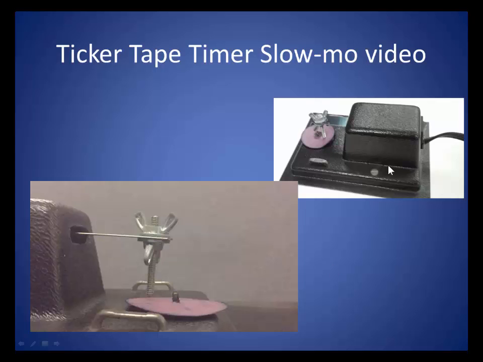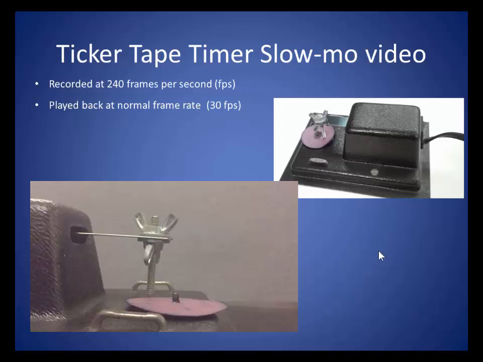So here's an actual photo of one of the ticker tape timers that I used. And here's a video I took of the ticker tape timer. This video is recorded at 240 frames per second. And when I play it back, it's playing back at a normal frame rate of 30 frames per second. So it slows it down. This is why we call this a slow-mo video, by a factor of 8 times. 240 frames per second played at 30 gives us an 8 times slowdown.